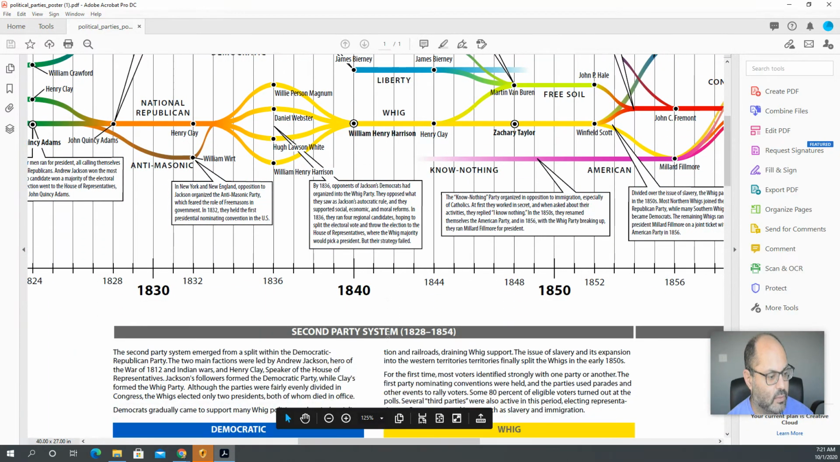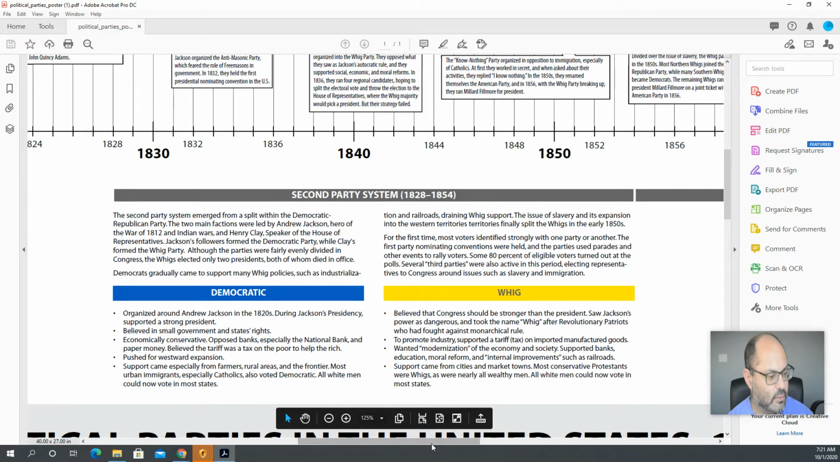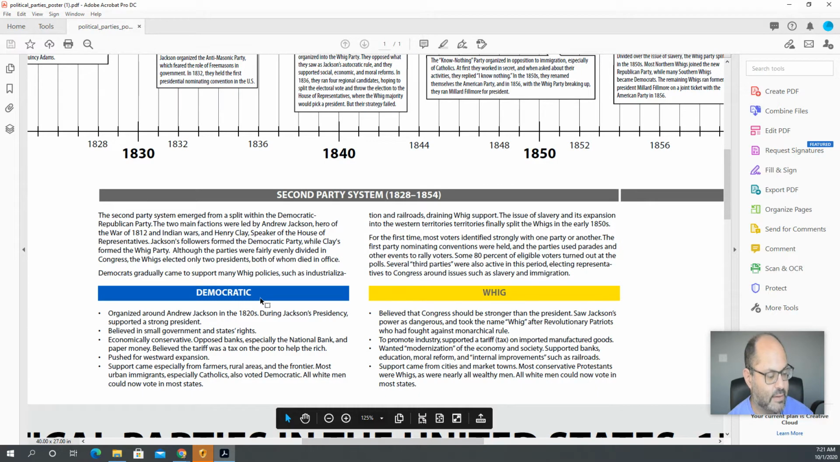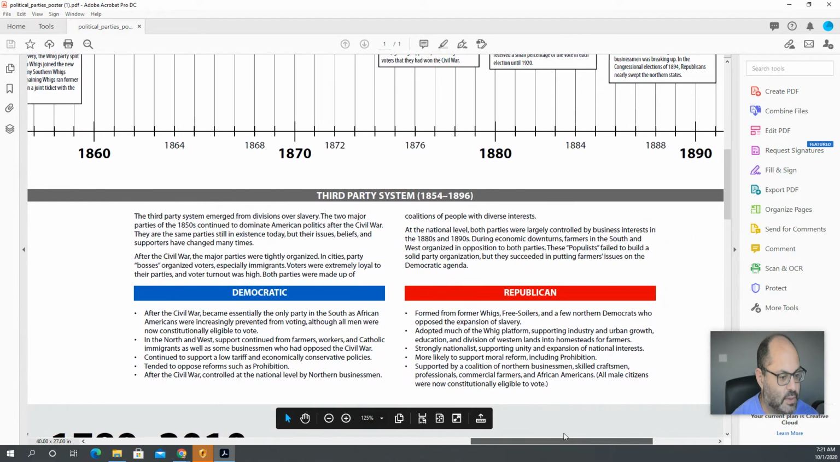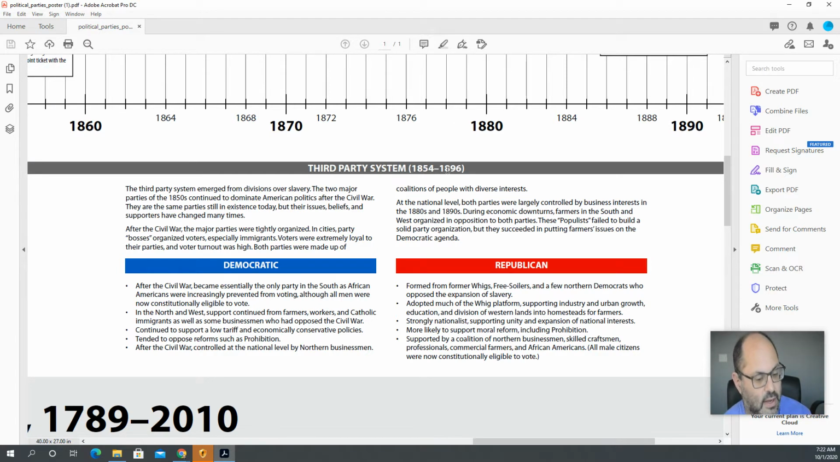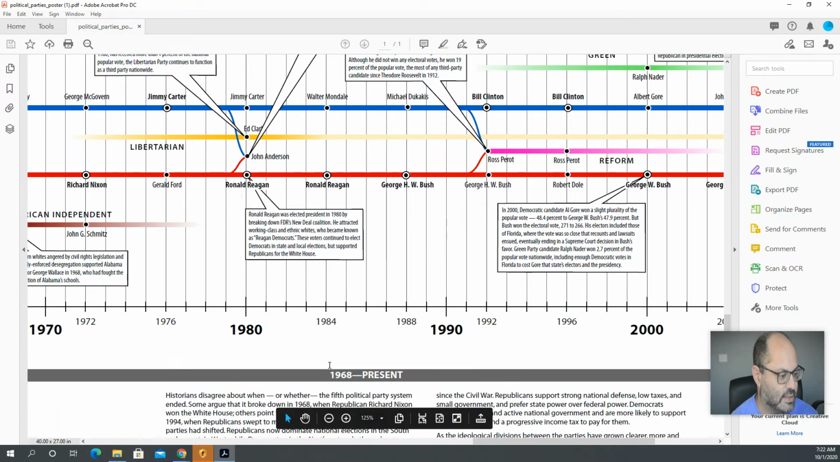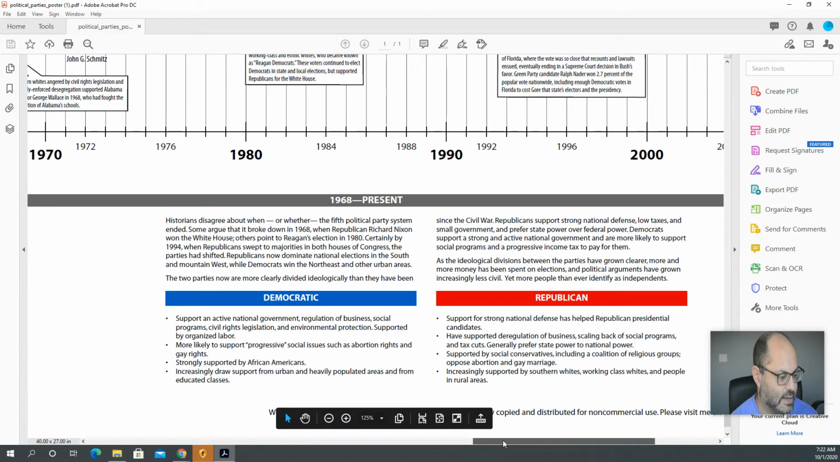The second party system is from 1828 to 1854, and they explain that now it's the Democratic Party and the Whig Party. And then the names as we know them, just the name of the party but not necessarily the ideas behind them, start with a third party system just before the Civil War. So that's where we get the Democratic and Republican parties that we understand today. But they have shifted their meaning three times since then.